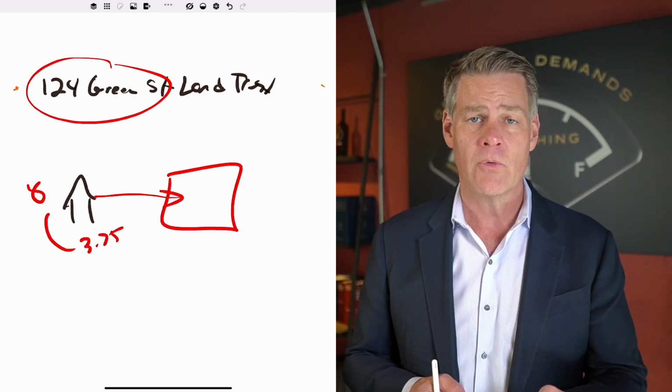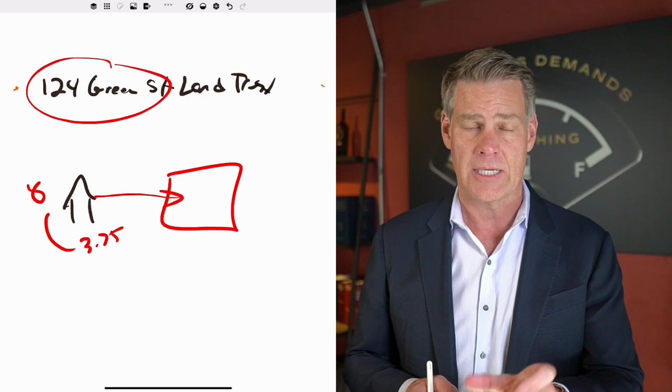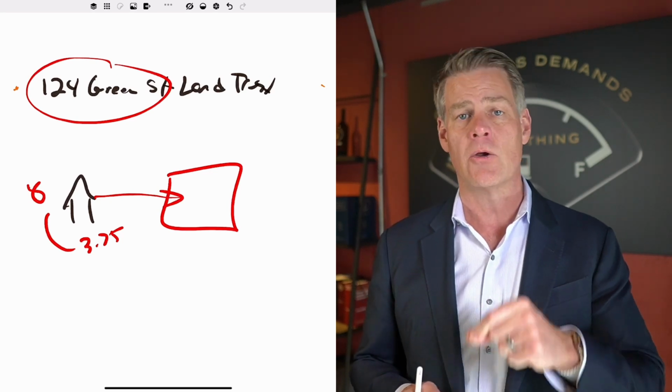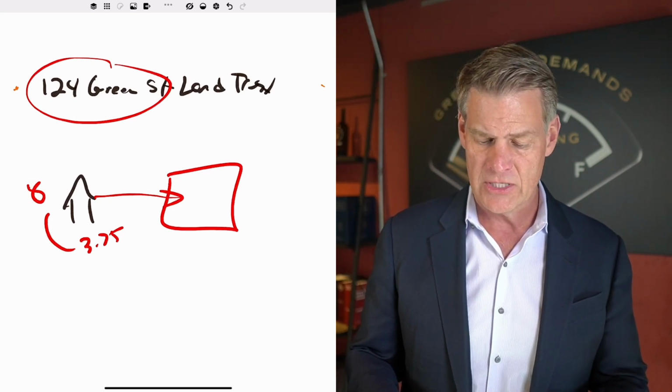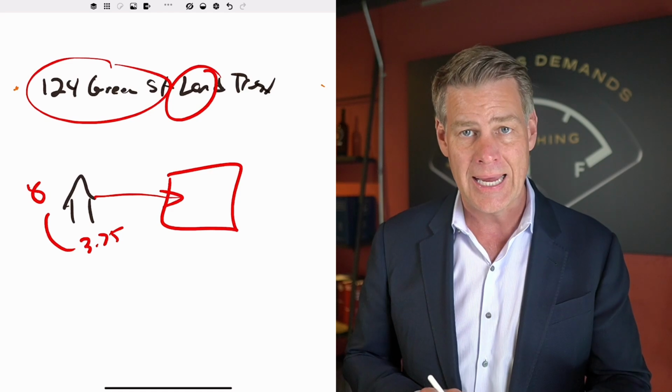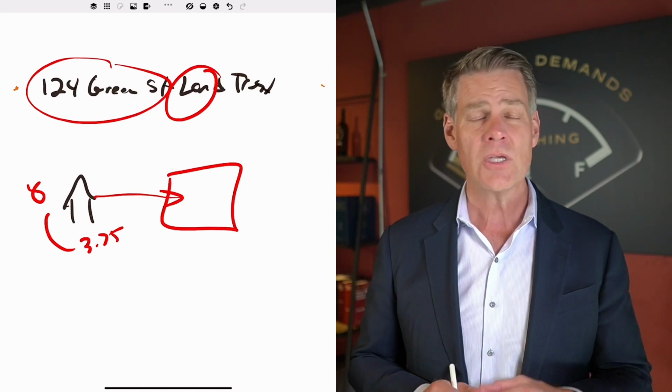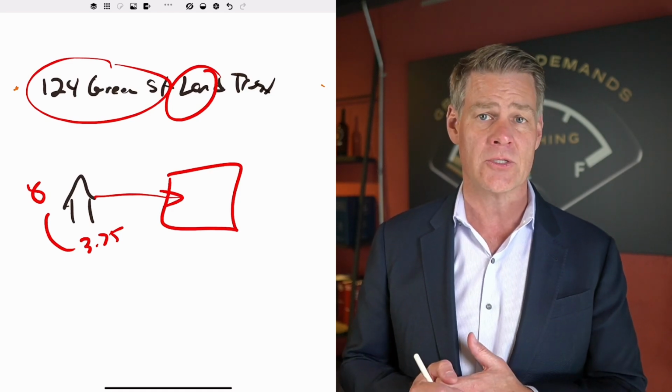Because if you're trying to avoid lender scrutiny, that's going to be the first thing. Now, the second mistake you're making with this naming convention is using the word land in the trust title. You do not need to put land in the trust title.